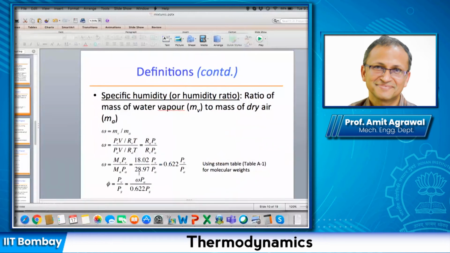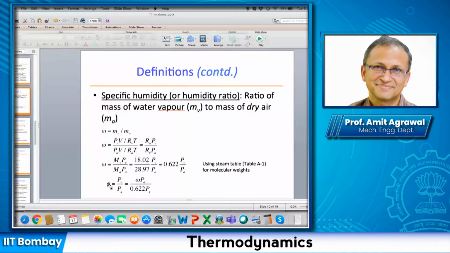Now, we also saw that we could define another term, the specific humidity or the humidity ratio, which was the ratio of the mass of water vapor to the mass of dry air. So dry is important here. Essentially it becomes mv upon ma. Again, using the ideal gas law, we can relate it to the pressures. Molecular weights also come into the picture here. Once computed, we can use this as a factor, and we get 0.622 times PV upon PA. That's what I get as my omega.